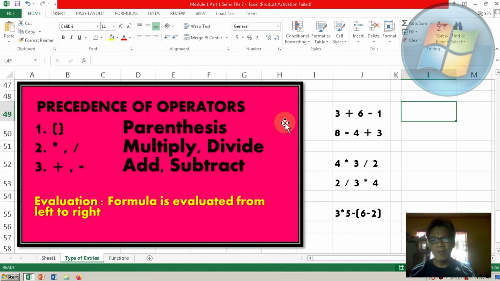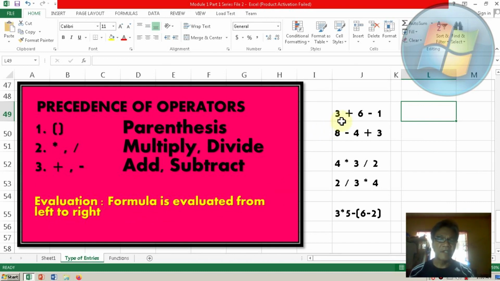Now we have the precedence of operators. The precedence of operators tells Microsoft Access the process of evaluating the expressions. So on the priority list, the parenthesized expression is at the top, then followed by multiply and divide, and third, add and subtract. So the evaluation of the formula will be based on this precedence of operators. Now if two expressions are of the same sequence, just like multiply and divide, the formula is evaluated from left to right.